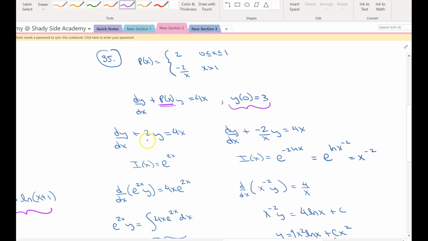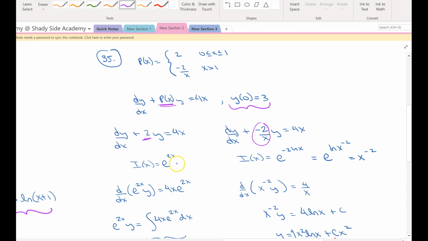So there are really, in this question, two differential equations. So on the left-hand side here, you'll see that I have p of x equaling 2. On the right-hand side, you'll see that I have p of x equaling the other piece of the piecewise defined function, negative 2 over x. Okay, now here's where I just kind of work through. You can probably follow my steps here.